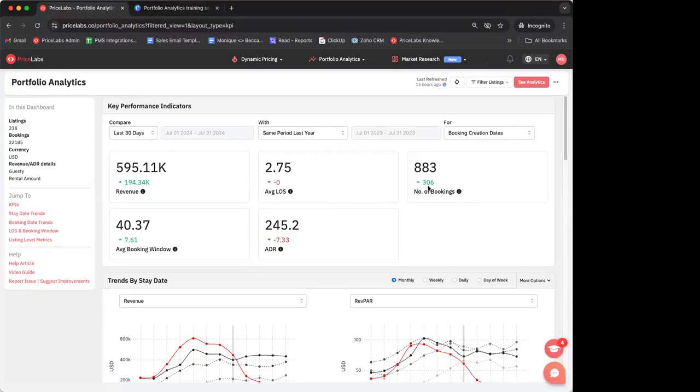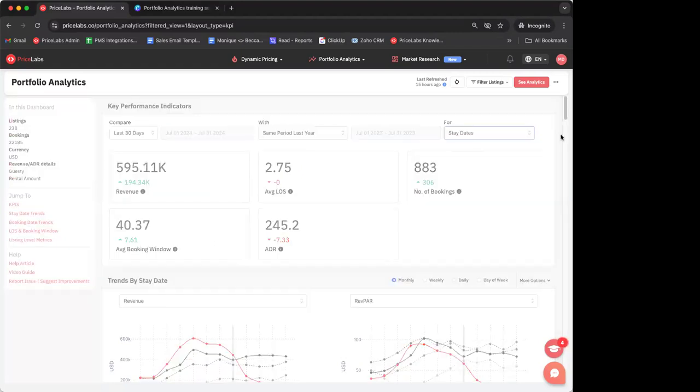We also give you a few other metrics here. You may notice that occupancy is missing, and the reason why is because we can't calculate occupancy based on a booking creation date. We can only calculate occupancy based on when a stay date is occurring, because all of this revenue is spread out indefinitely over the future, right? So we can't really calculate occupancy based on that.